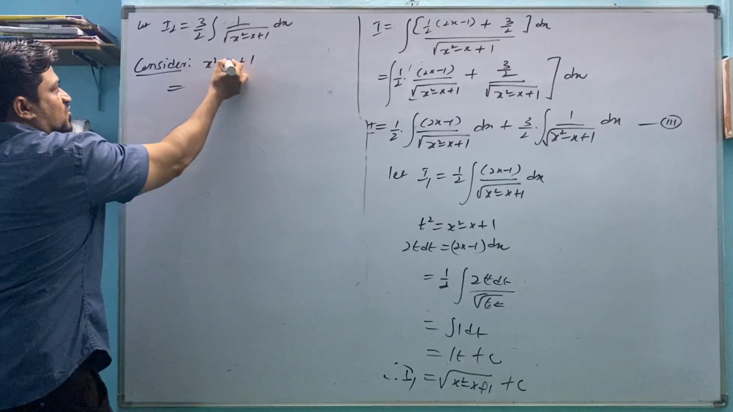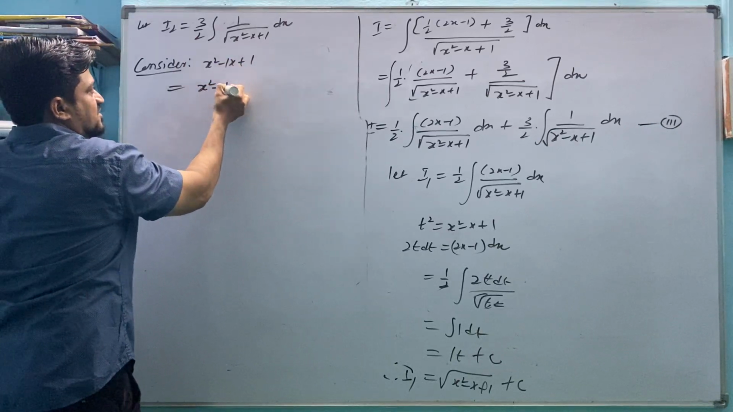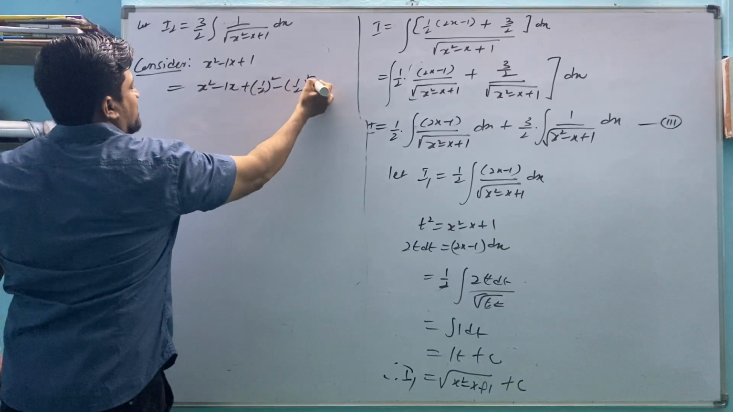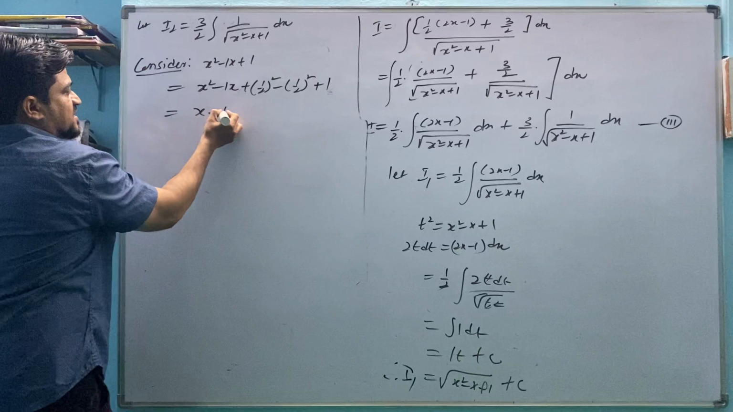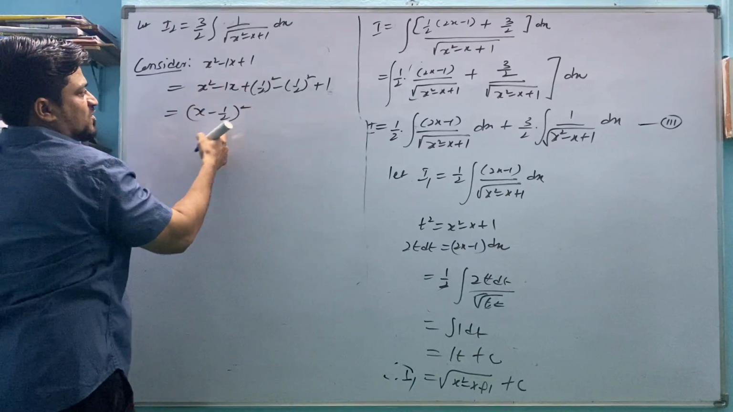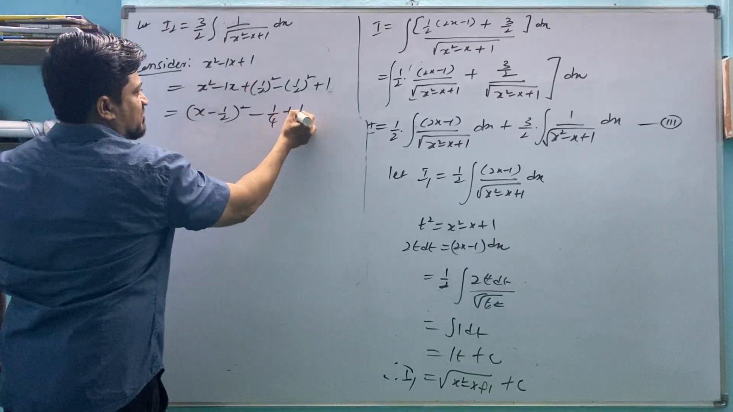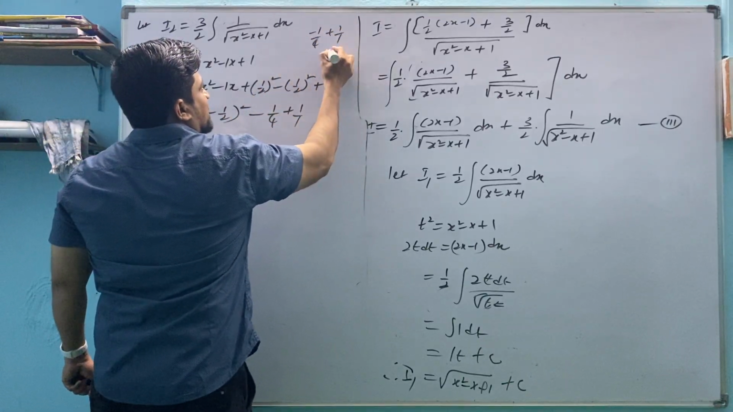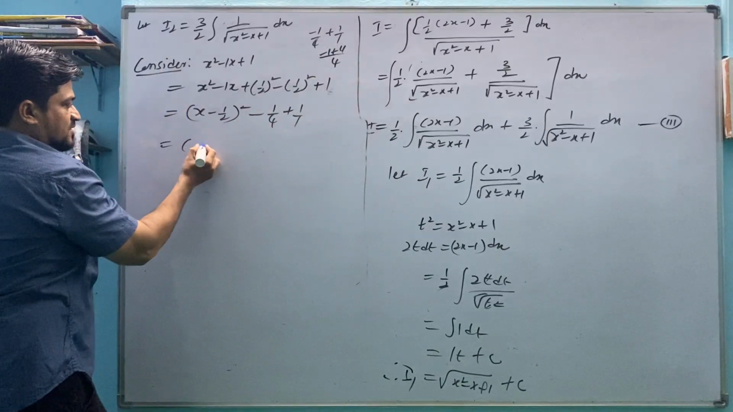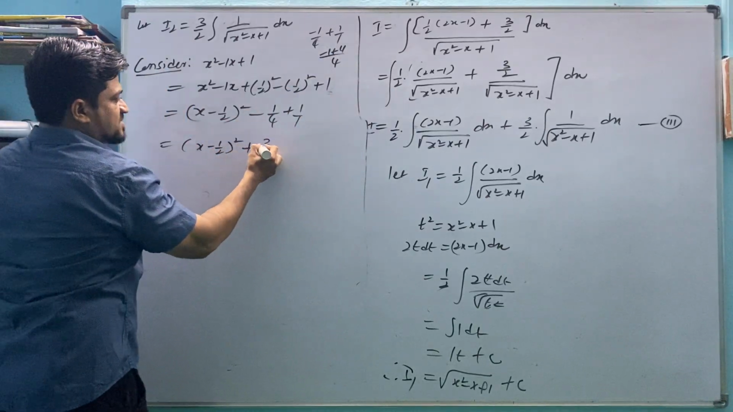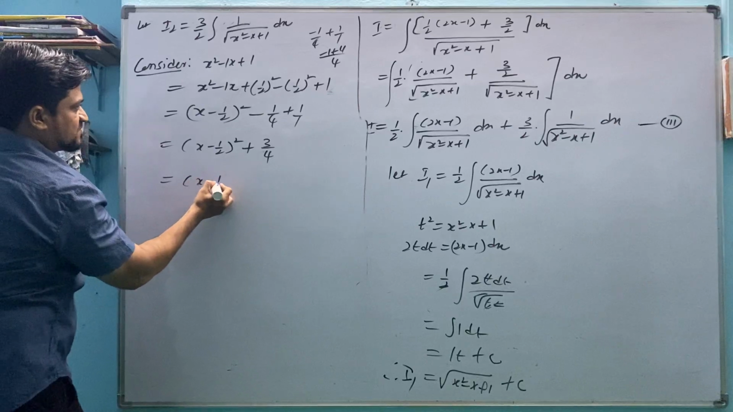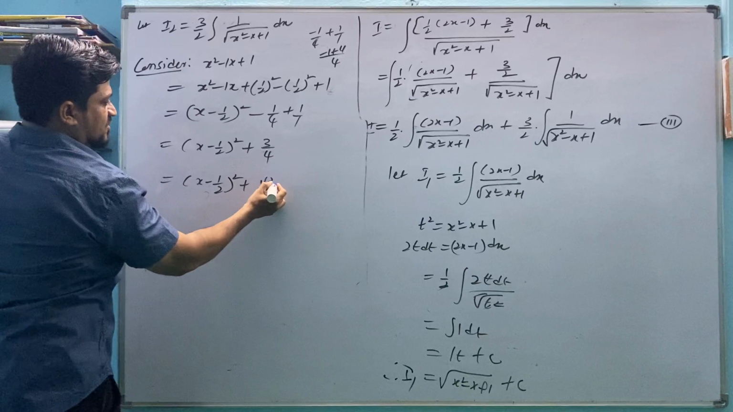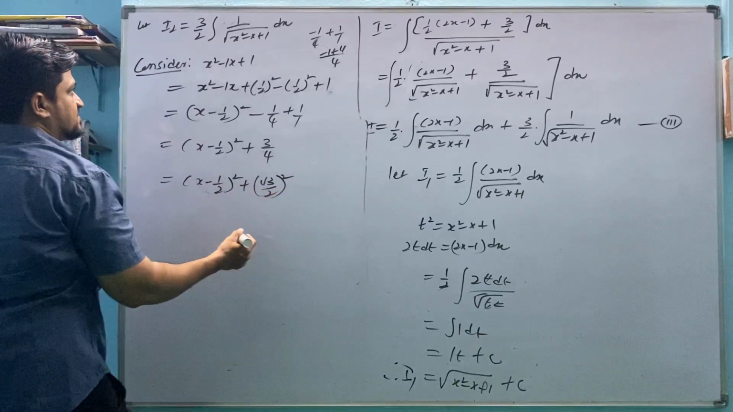This is already arranged, so half of the coefficient of x: 1 by 2 into 1 is 1 by 2 only. Half square minus half square plus 1. This is (x minus 1 by 2) square. The first 3 terms belong to (a minus b) whole square. This is minus 1 by 4 plus 1, that is 4 minus 1 over 4, which is 3 by 4. (x minus 1 by 2) whole square plus 3 by 4 we got. So we can write (x minus 1 by 2) whole square plus (root 3 by 2) whole square.